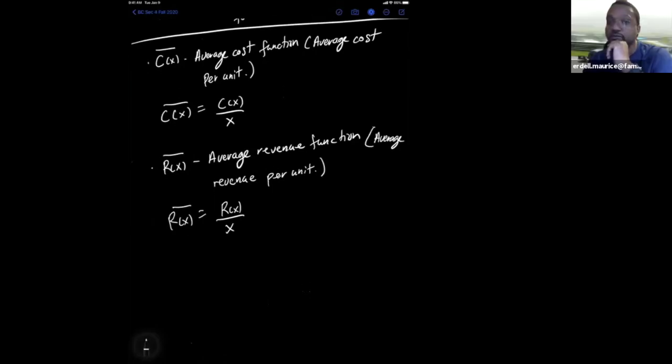So that's how you define your average revenue function: your regular revenue function divided by x. And of course you have your average profit function, P bar of x.